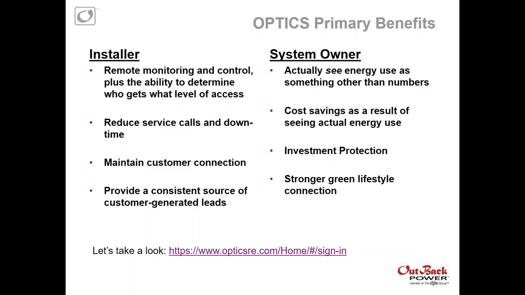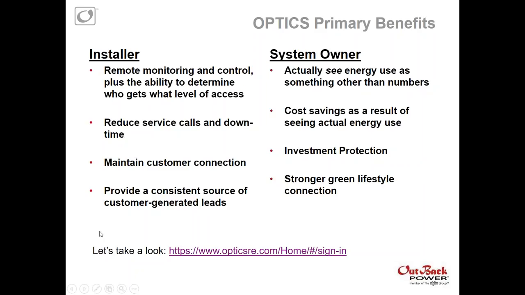Maybe they hooked up a couple of circuits in case of an outage. They hooked up the most critical ones, and they've got a day-and-a-half outage, and they realize that they barely tapped their batteries and they can back up a little bit more. Lots of good reasons to be able to keep in touch with their system on Optics. And then, of course, the communication between them, their installer, and Outback is much stronger.